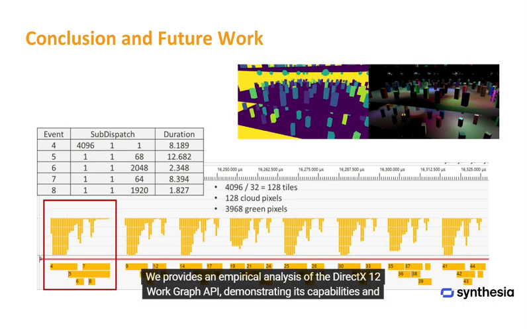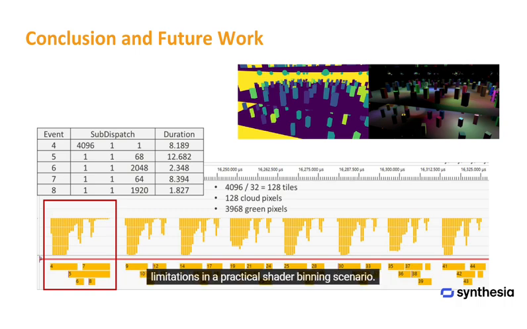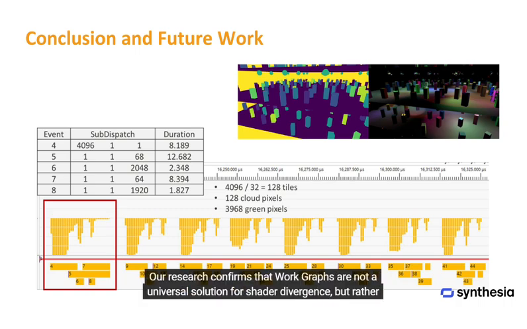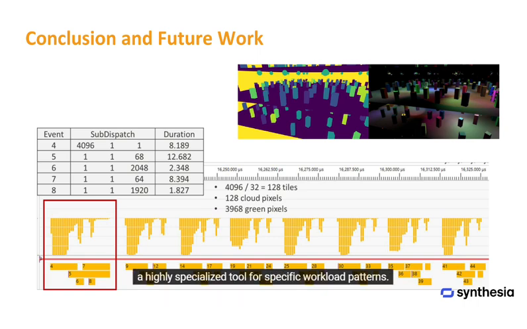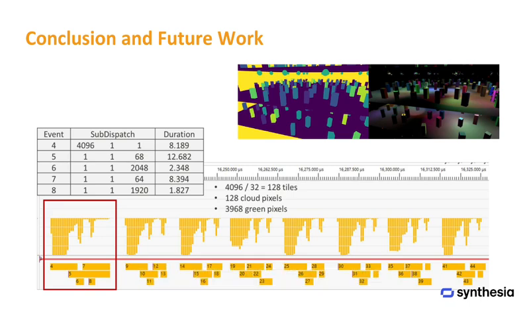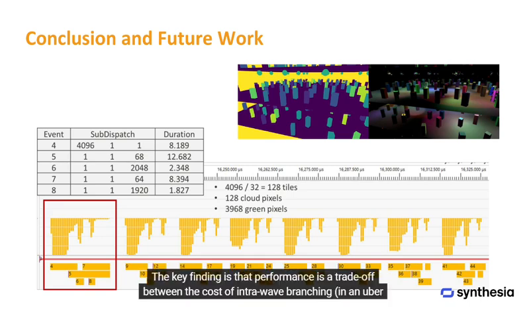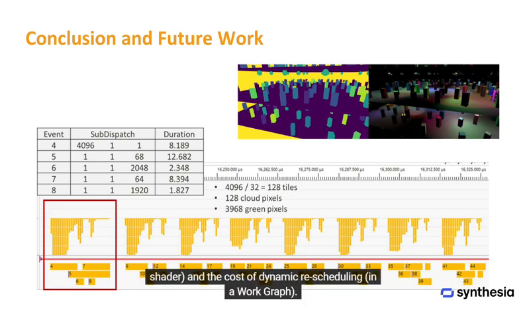We provide an empirical analysis of the DirectX 12 Work Graph API, demonstrating its capabilities and limitations in a practical shader binning scenario. Our research confirms that work graphs are not a universal solution for shader divergence, but rather a highly specialized tool for specific workload patterns. The key finding is that performance is a trade-off between the cost of intra-wave branching in an Uber shader and the cost of dynamic rescheduling in a work graph.